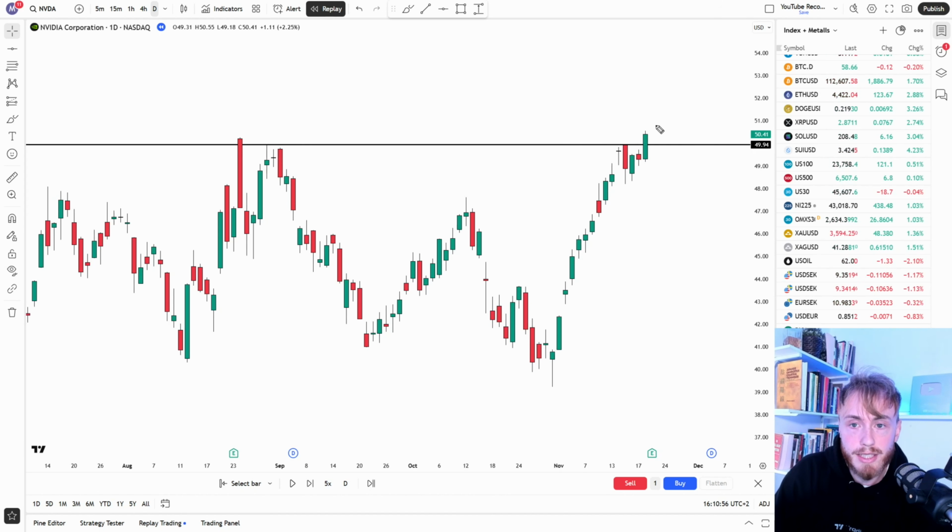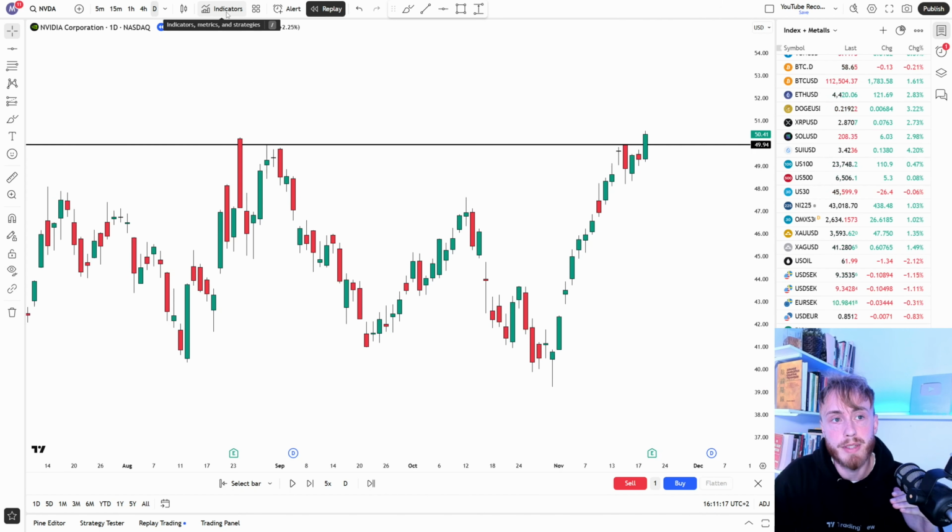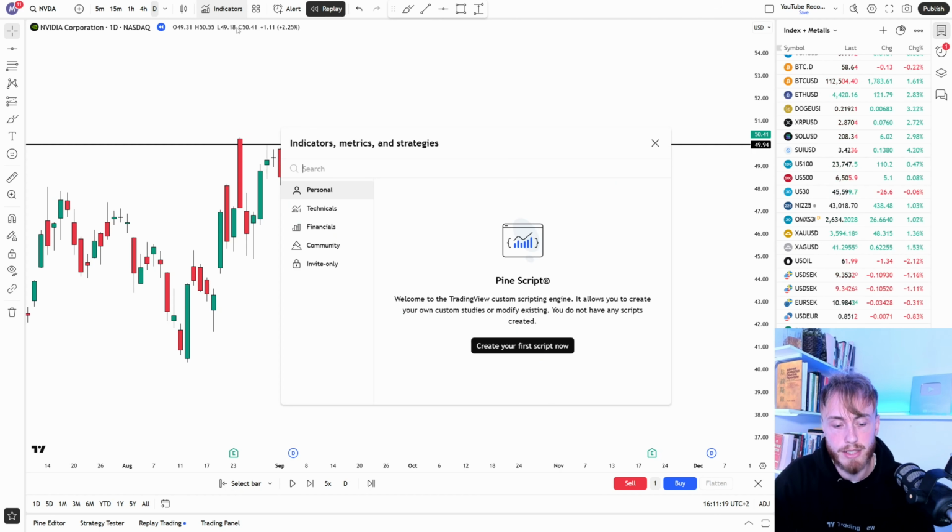But then you can see that we finally got a candle that pushed above. This green candle right here pushed above the resistance. This is a moment where many traders will enter thinking that this is a real breakout. But now we have to think about the rules we talked about recently. And first of all, I want to open up the volume indicator in TradingView.